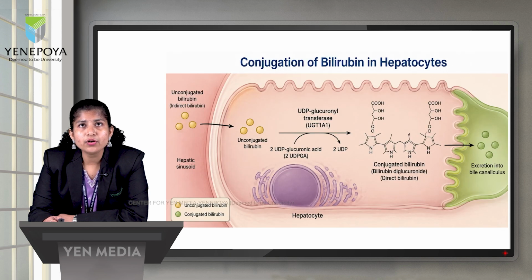Next we will see how the conjugation of bilirubin takes place in the hepatocytes. Once the unconjugated bilirubin reaches the liver, it reacts with UDP glucuronic acid in the presence of UDP glucuronyl transferase and forms conjugated bilirubin. It is also called bilirubin diglucuronide or direct bilirubin, and along with this conjugated bilirubin, two molecules of UDP are released.